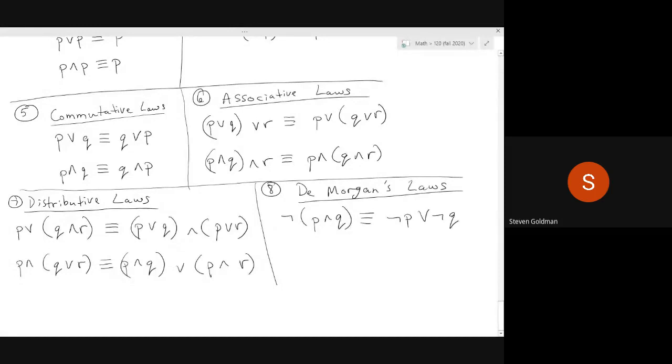In other words, I can distribute the negation over a conjunction. I just have to change the conjunction, the and, into an or. Same thing for disjunctions. The negation of a disjunction, not P or Q, is equivalent to not P and not Q. Again, I can distribute the negation, but I have to change the or to an and.